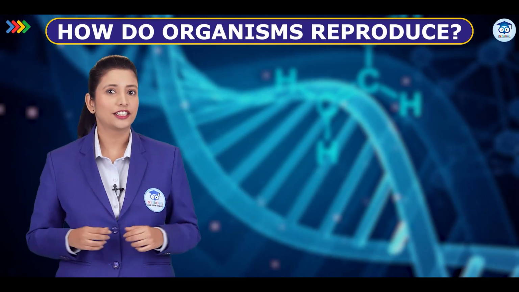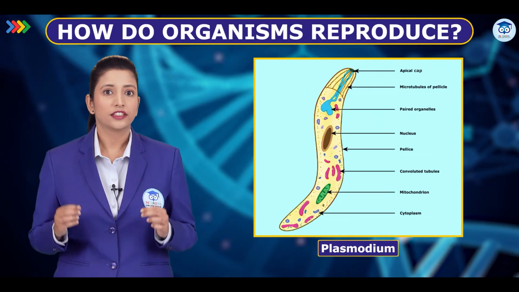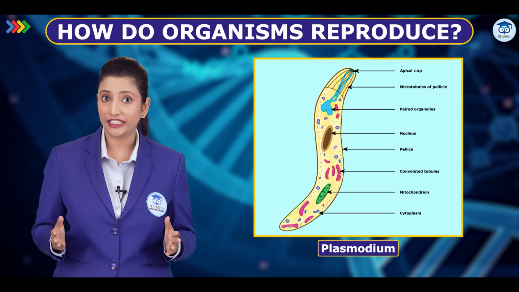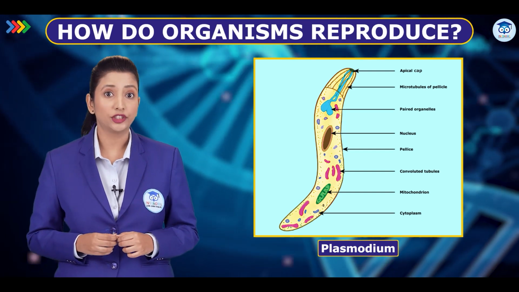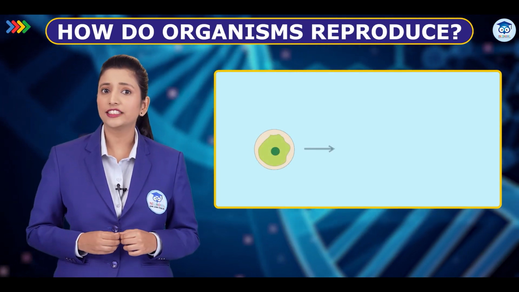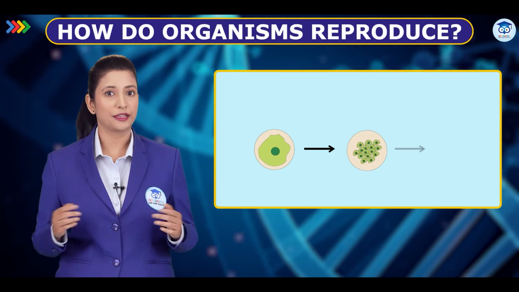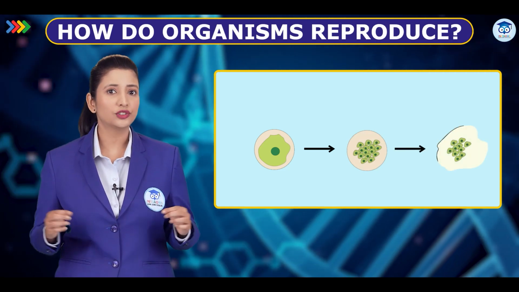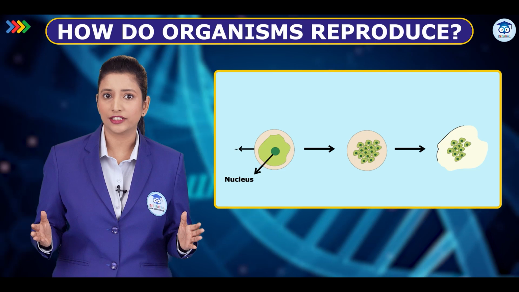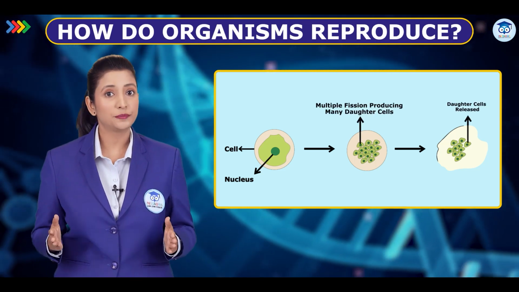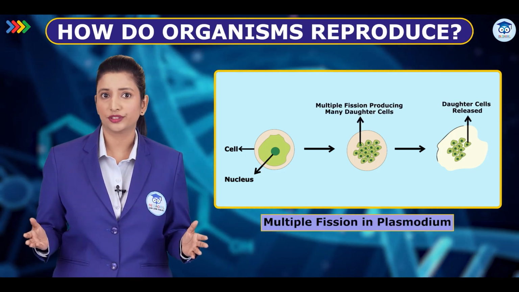Now, let's take a quick turn to Plasmodium, the parasite responsible for malaria. It doesn't stop at 2. Instead, it divides into many daughter cells at the same time. It's like dozens of copies forming all at once inside one cell. This process is known as multiple fission.